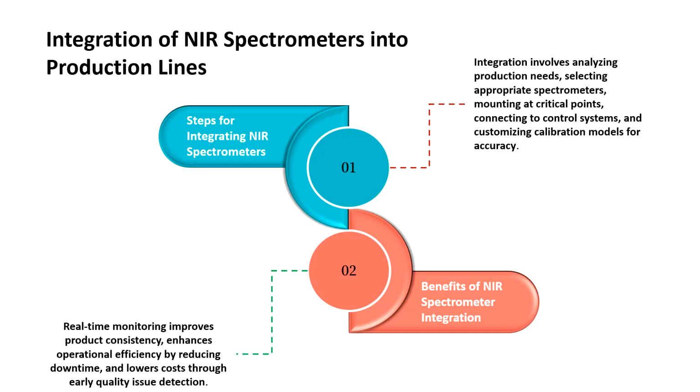Integration of NIR spectrometers into production lines. Steps for integrating NIR spectrometers include analyzing production needs, selecting appropriate spectrometers, mounting at critical points, connecting to control systems, and customizing calibration models for accuracy. Looking at the benefits of NIR spectrometer integration, we also see that real-time monitoring improves product consistency, enhances operational efficiency by reducing downtime, and lowers costs through early quality issue detection.